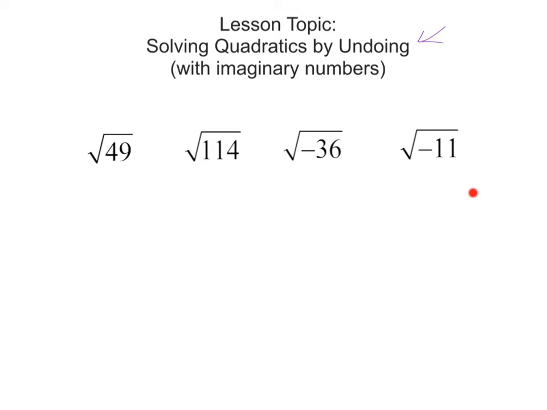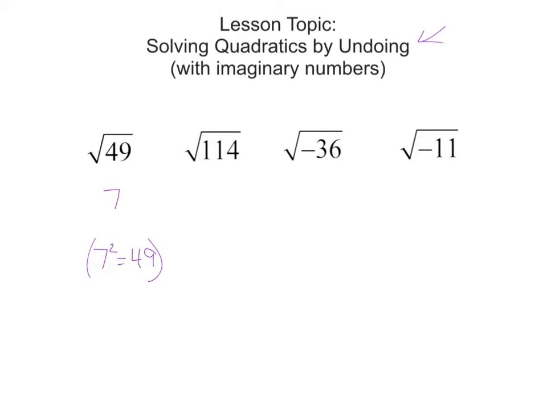Now if you look at these four examples, the square root of 49, the square root of 114, the square root of negative 36, and the square root of negative 11, they should make you think a little bit here, okay? Because if you think about what square root means, it means what number times itself gives you the number under the root. So what number times itself gives us 49? Well, the answer there is 7, because 7 times itself, 7 squared, equals 49.